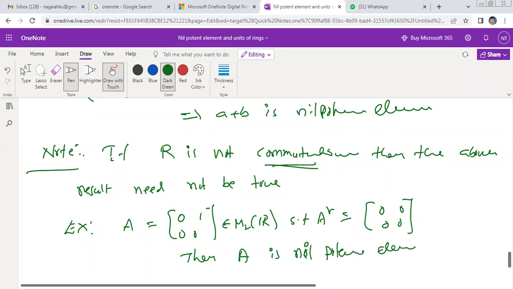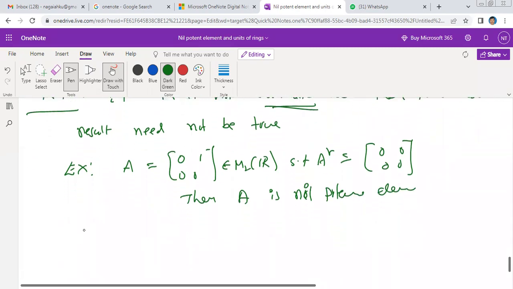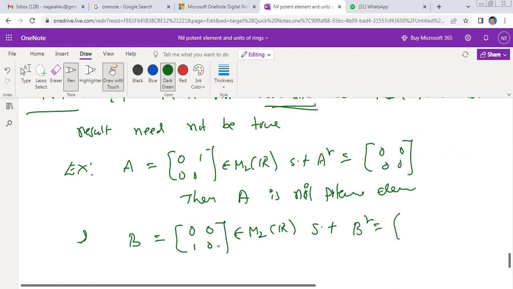Take another nilpotent element B, where I change this entry to 1: B = [[0,0],[1,0]], which also belongs to M2(R). What is B square? [[0,0],[1,0]] times [[0,0],[1,0]] is equal to [[0,0],[0,0]].